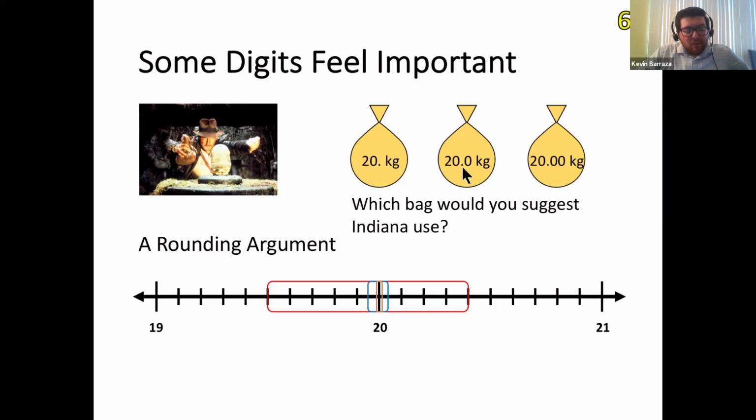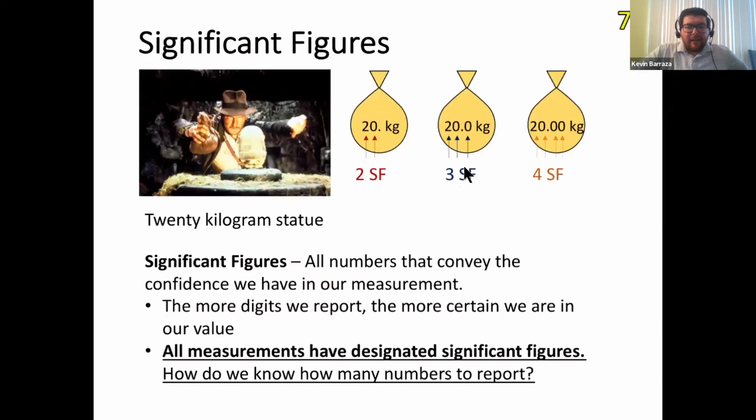And so that's the reason why having zeros after the decimal point always inherently makes us feel like it's more important. So that means there's more significance in having more of these digits. That's why we call them significant figures. And so significant figures are all of those numbers that convey our confidence.